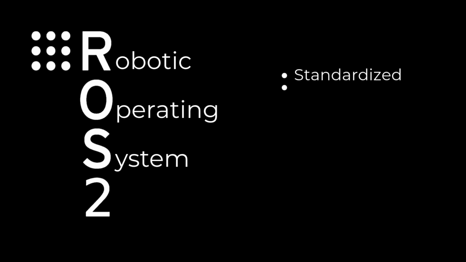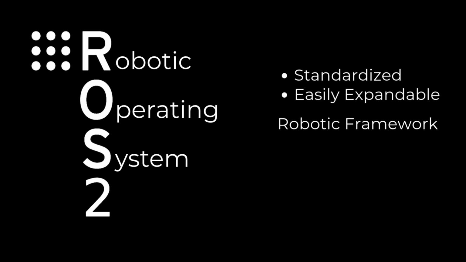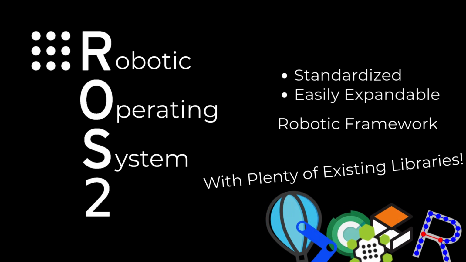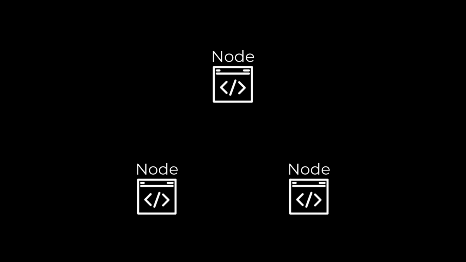ROS, or Robot Operating System, is a standardized and easily expandable robotic framework with plenty of existing libraries that you can use to make any type of robot. In ROS, each part of your robot runs as a node. Nodes are bits of code within the ROS framework to communicate between each other using topics.